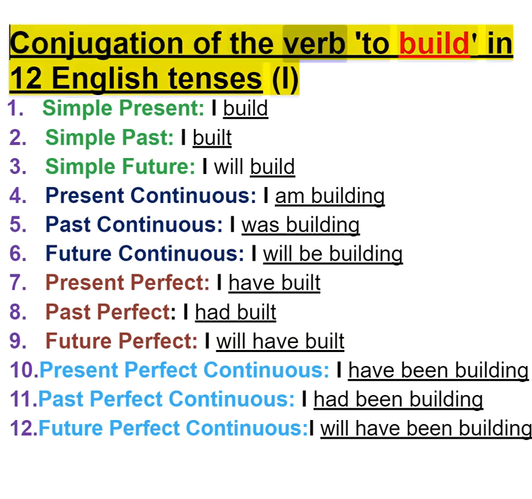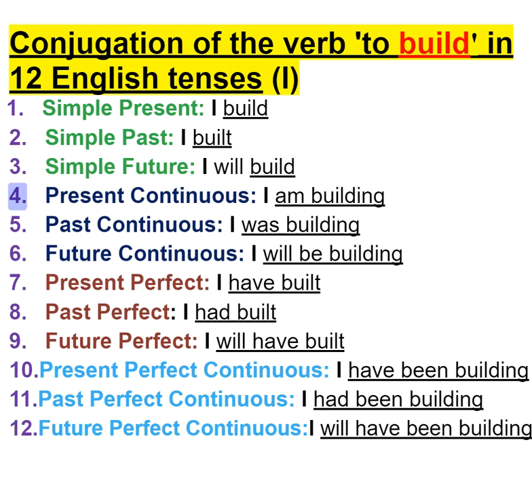Conjugation of the verb to build in 12 English tenses. 1. Simple present, I build. 2. Simple past, I built. 3. Simple future, I will build.